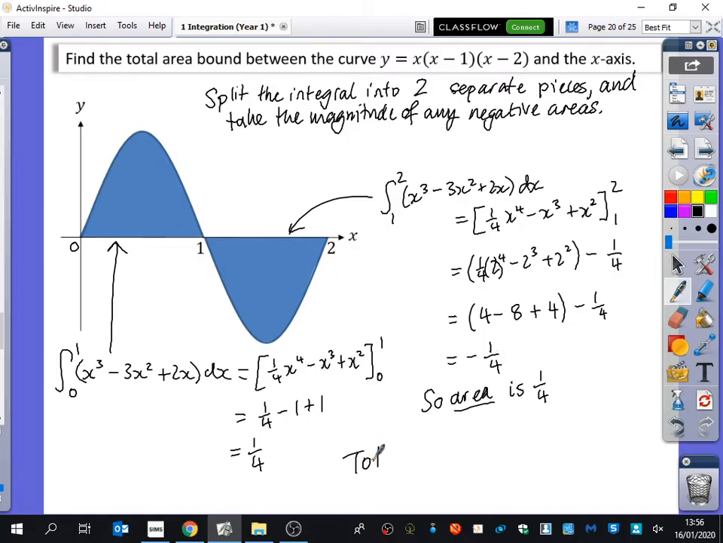So the total area bound between the curve and the x-axis is equal to a half, because a quarter plus a quarter is 2 quarters or a half.